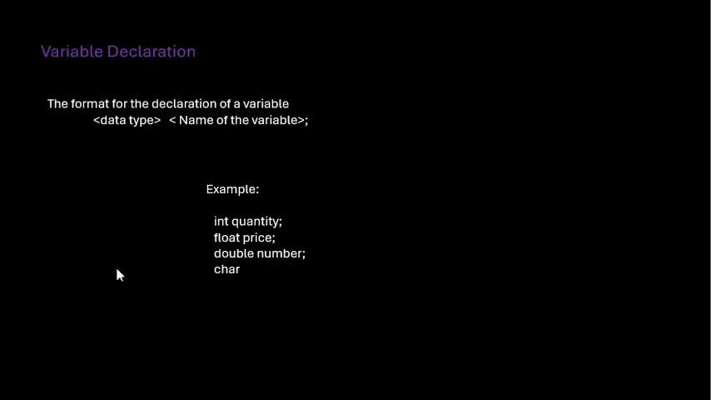Okay, now let's see the format of the declaration of a variable. First we have to insert the data type, then the name of the variable. Here int is the data type and quantity is the name of the variable. In this one, float is the data type and the variable name is price. Like that, when declaring variables, first we have to insert the data type, then the name of that specific variable.